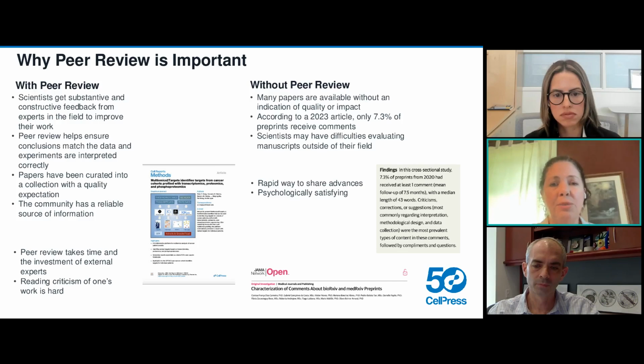So according to a 2023 article that I found online, looking at preprints in particular, only 7.3% of preprints had any sort of a comment on them, which is unfortunate because it means over 90% of the papers are not going to have any indication of community feedback on those papers, unless it was given personally to the author.